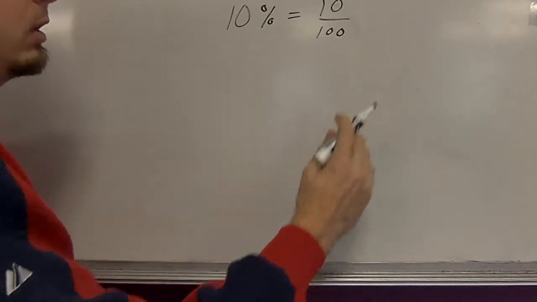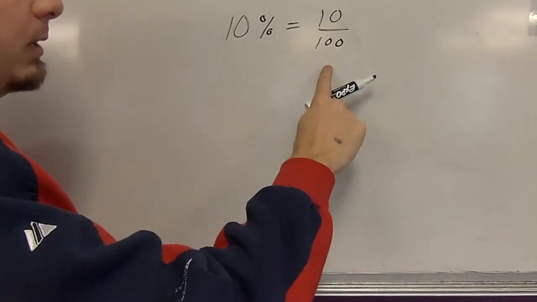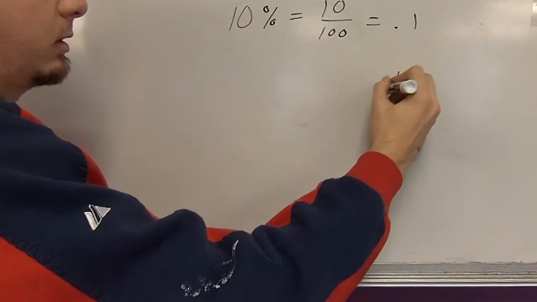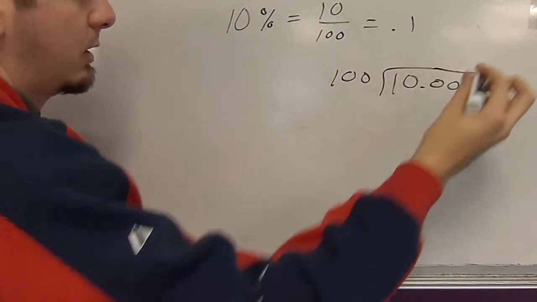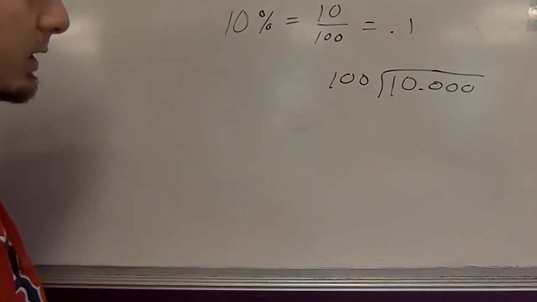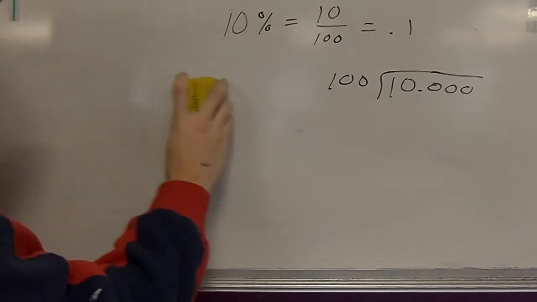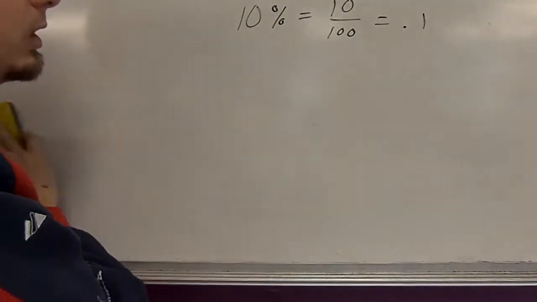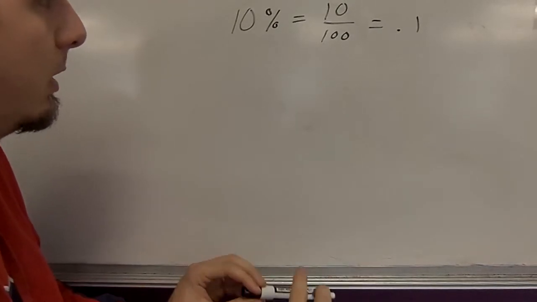At which point we can do 10 divided by 100, which if you do it out will get you 0.1. This is one of the ways that you can get the decimal version or decimal answer to a percentage. The other way that you can do it, which is probably the simpler way, is still the same concept. You're still dividing by 100, but there's kind of a shortcut to it.